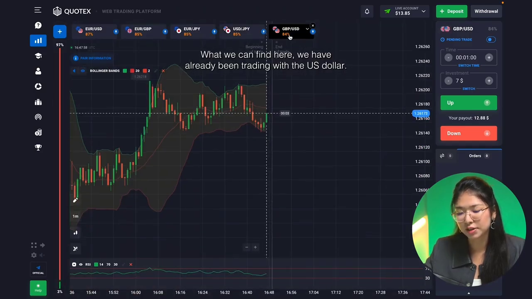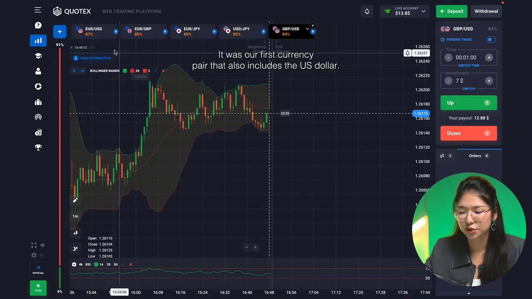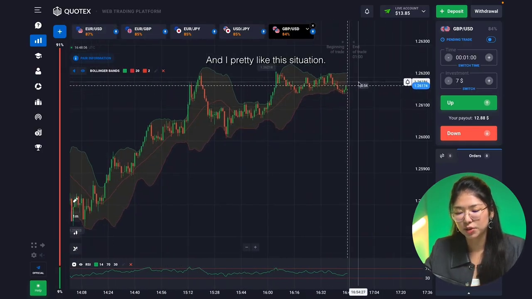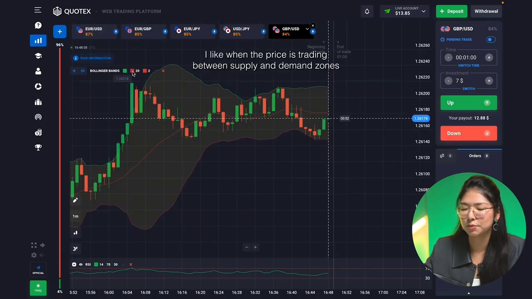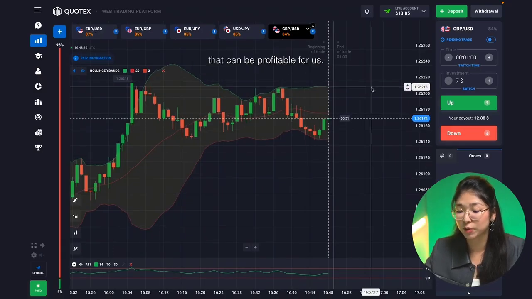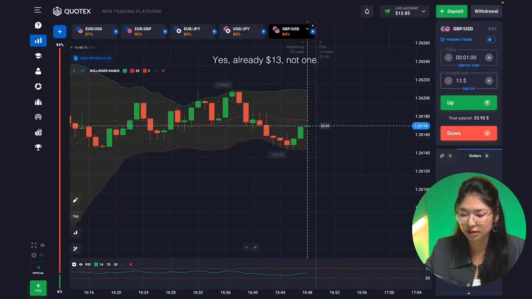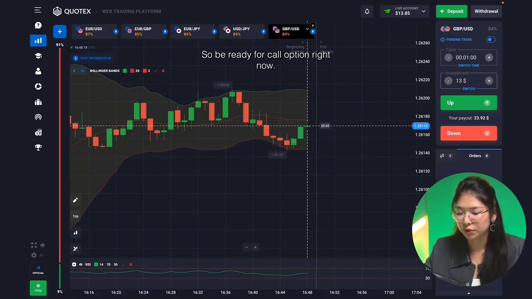We have already been trading with the US dollar, and it was our first currency pair that also includes the US dollar. And I pretty much like the situation. I like when the price is trading between supply and demand zones, that can be profitable for us. So I will definitely put $13 here, already 13, yes, not one. So be ready for a call option right now.